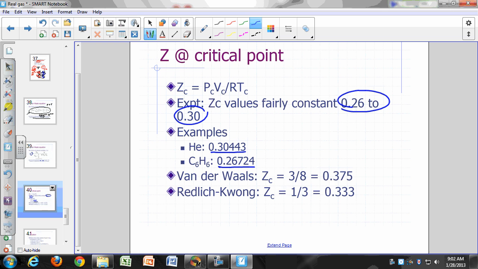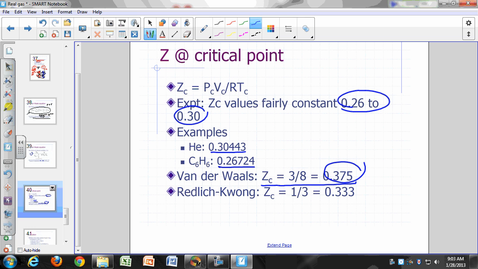Now, if you were to calculate the Z for a van der Waals gas from the van der Waals equation, you'll find that the prediction is 0.375. So you can see it's not really very accurate. For very, very accurate work, you really should not rely on the van der Waals equation. It's a nice equation for us to use because it gives us insight into the molecular reasons for deviations from ideal behavior, but it's not a perfect equation. It doesn't completely account for everything.